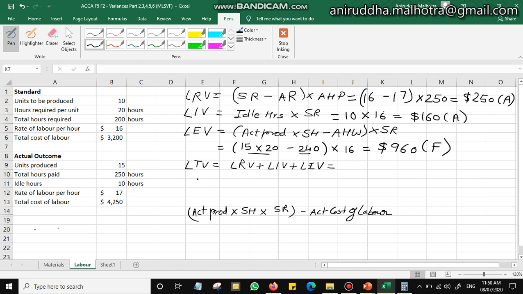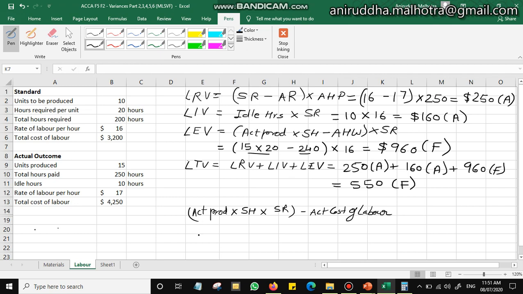And coming back to your labor total variance, that is your labor rate variance, labor idle variance, and labor efficiency variance. If you add all three, remember adverse is a negative number, favorable is a positive number. So we can say 250 adverse plus 160 adverse plus 960 favorable. What you should get is 550 favorable.